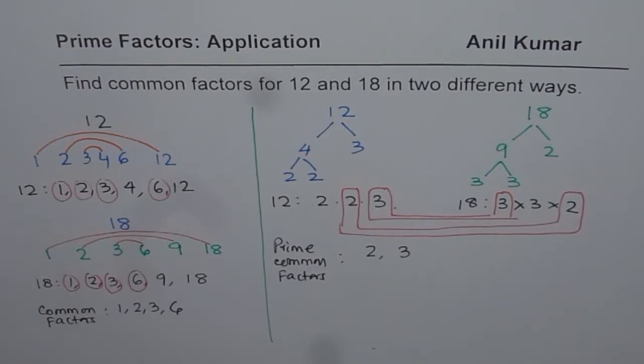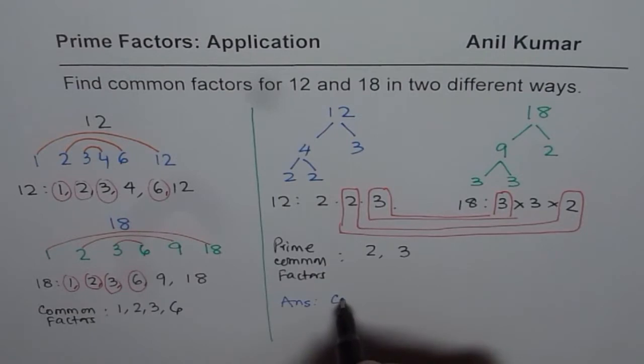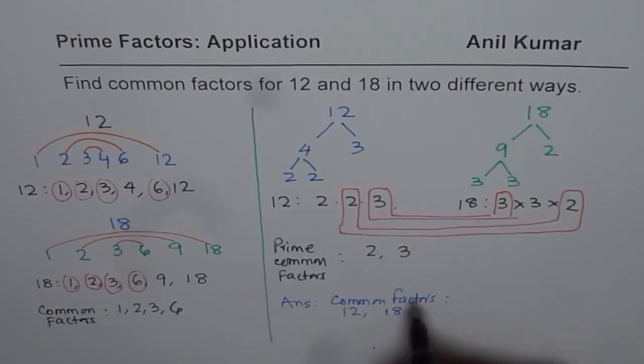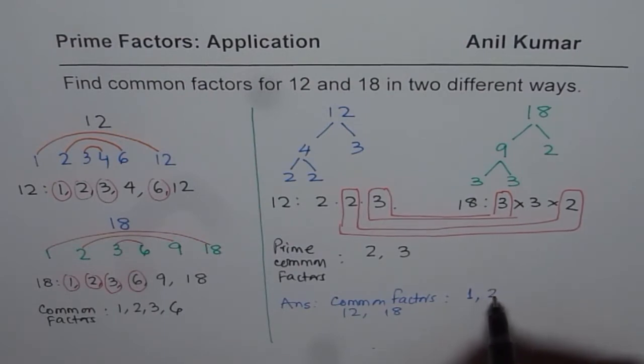Now the question is, how do you get common factors from prime common factors? We need to write down our answer for common factors between the numbers 12 and 18 from prime common factors. As you know, 1 is always a common factor, so include 1. 1 is not a prime number, but 1 should be included, right? Since 1 is always a common factor between any two numbers.